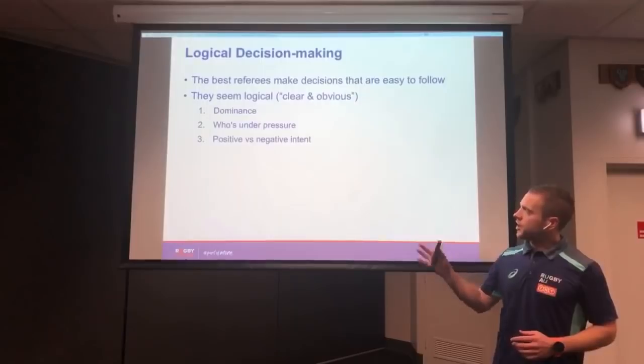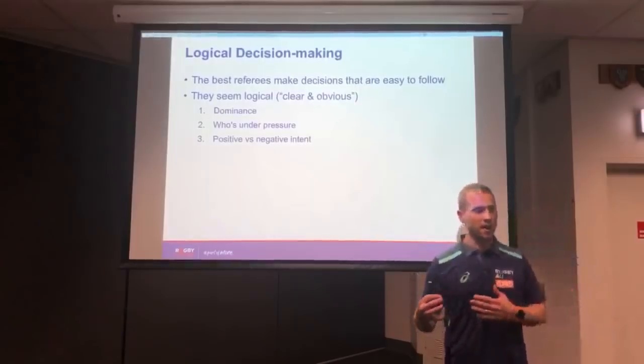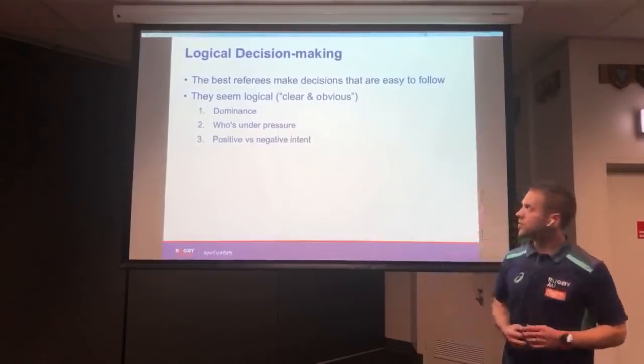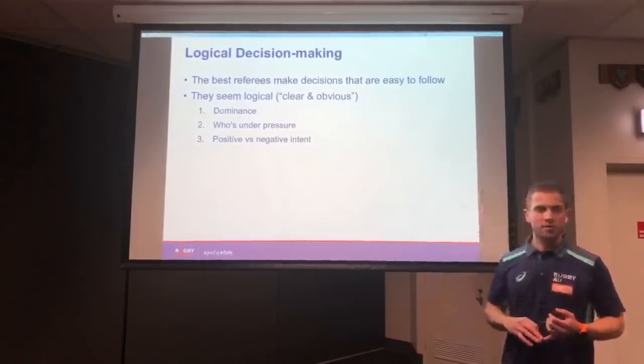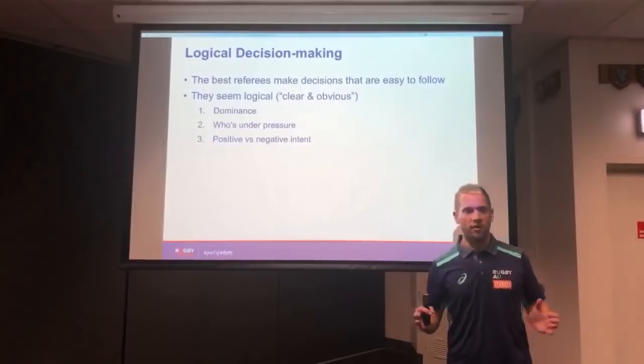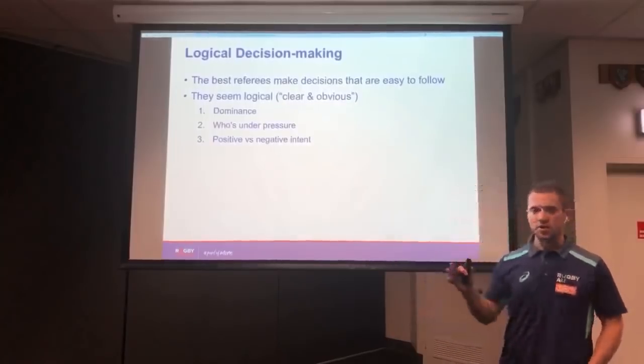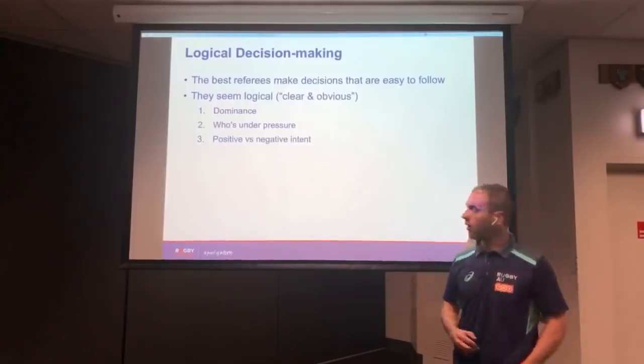For me, there's three components that help us as referees make clear and obvious and logical decisions. One is to read dominance. The second one is to read who's actually under pressure in the game. And the third one is the positive versus the negative intent of the players and all the teams. So I'm going to show you some examples to just highlight that point shortly.